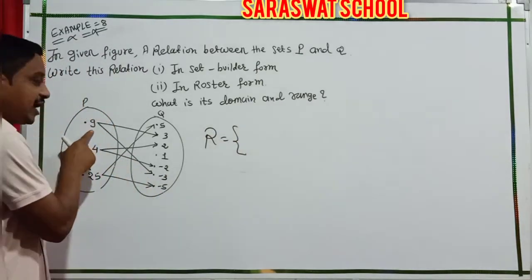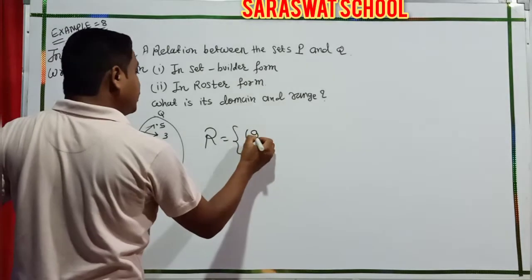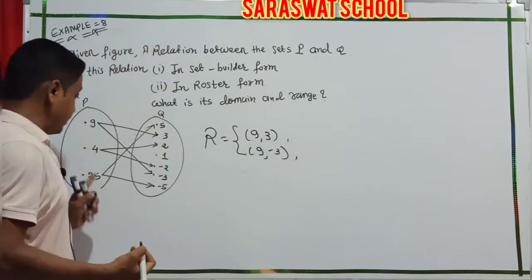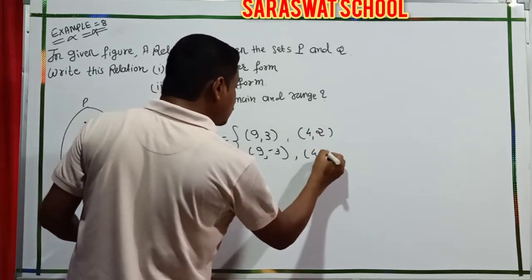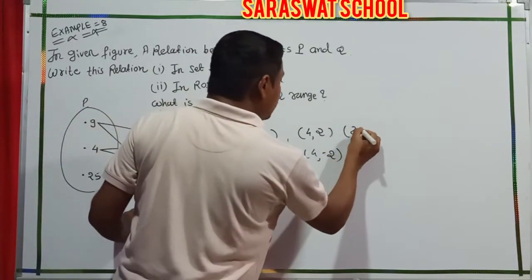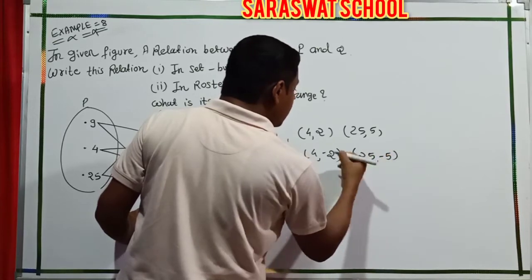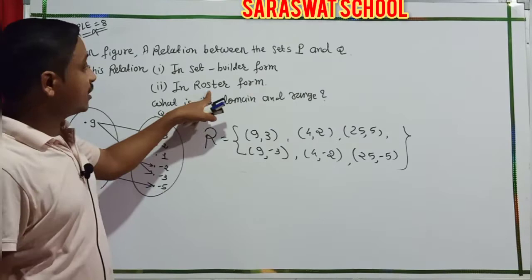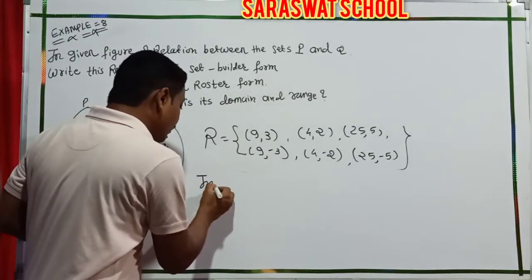Yes, putting 9, you get the answers -3 and 3. So here 9 with 3, 9 with -3. Same as if you put 4, then you get 2 and -2. And last, putting the last value, you get 5 and also -5. It means students, this R form is our roster form. And you also check it in set builder form.